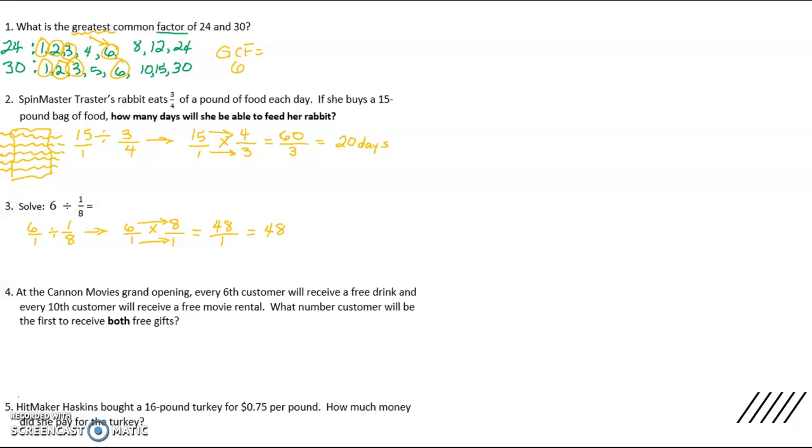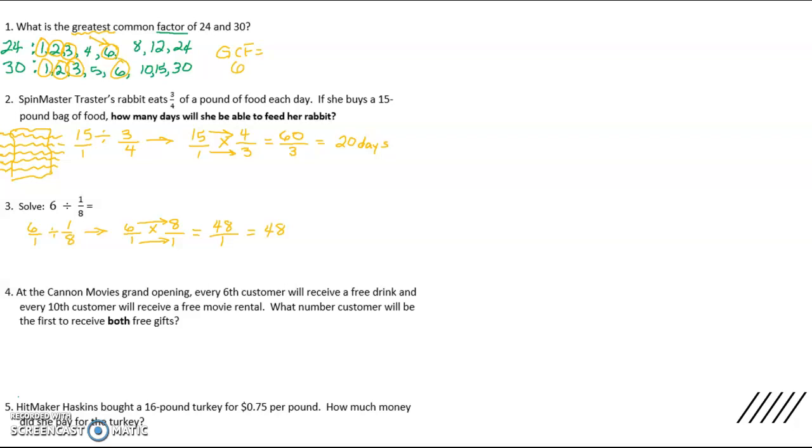Okay, number 4. At the Canon Movies grand opening, every 6th customer will receive a free drink, and every 10th customer will receive a free movie rental. What number customer will be the first to receive both gifts? So I have to decide, looking at this, whether this is going to be a LCM or a GCF problem. Let's look at the clues.